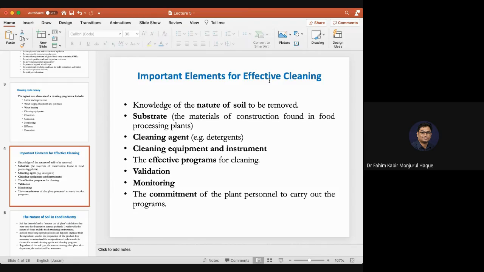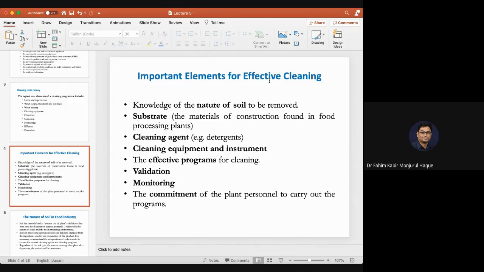Then you should have proper knowledge about the structure of your plant. Structure means what kind of materials were used to build your plant, like for the floor, for the wall, for the furniture, the tables, everything. You should have a proper idea about those materials. Then what kind of detergent you are going to use, what kind of equipment you will use, and finally and most important, you should have a proper SOP.